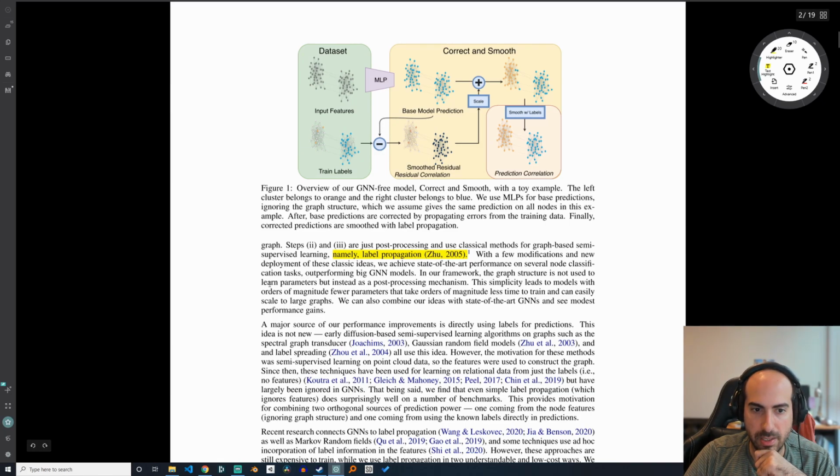The graph structure is not used to learn parameters, but instead as a post-processing mechanism. We also combine our ideas with state-of-the-art GNNs. Okay, sure, they just boost a bunch of stuff and get better results. That's fine and all.